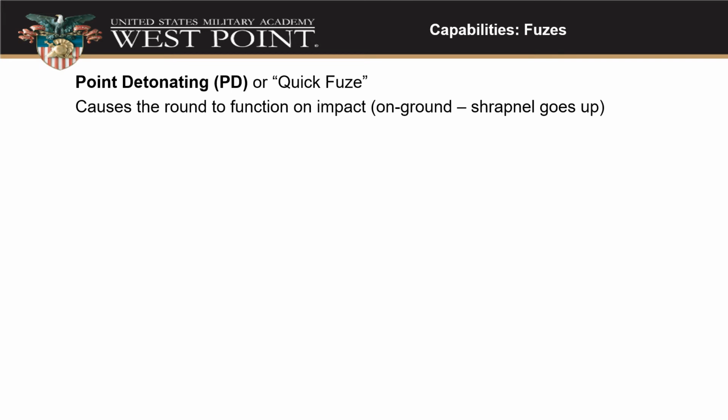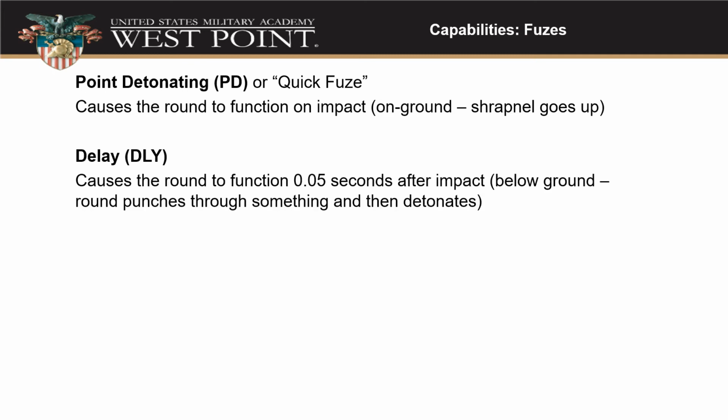So we have a point detonating fuse, or also known as a quick fuse. Basically, when it hits something, it's going to function the high explosive. We also have delay rounds that'll add a delay after it impacts. So once it hits something, it doesn't go off immediately. It has a small delay. That's good for putting it through things, right? When we want to detonate after the first thing we hit. So if it's going to go through a roof and detonate inside of wherever it went, like we want to take out a bunker, for example, below ground.